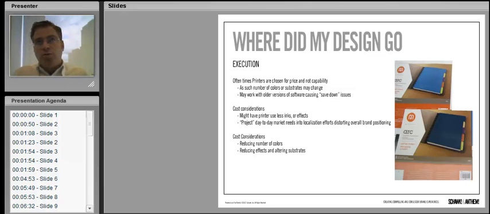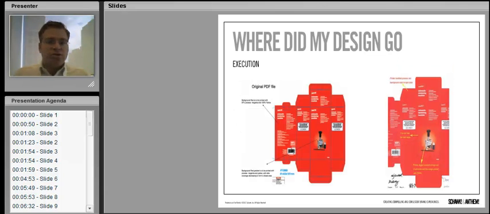I liken the deployment phase to running a marathon. You can train and you can run, and if you stop a mile or a kilometer before the finish line, you've lost. It doesn't matter all the prep work that you've done, you still are not going to finish. And so this part of the process is obviously highly important because we put a lot of money into strategy and design and creative, and it's a shame to see it fall apart in the last phase.